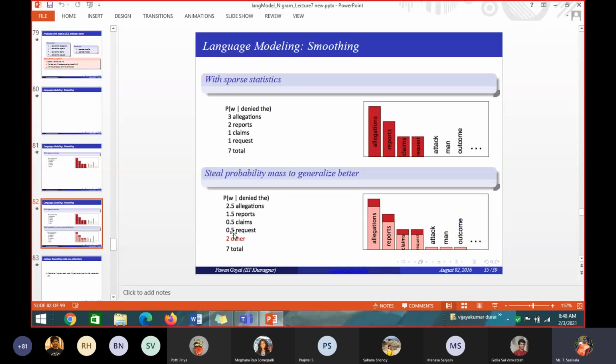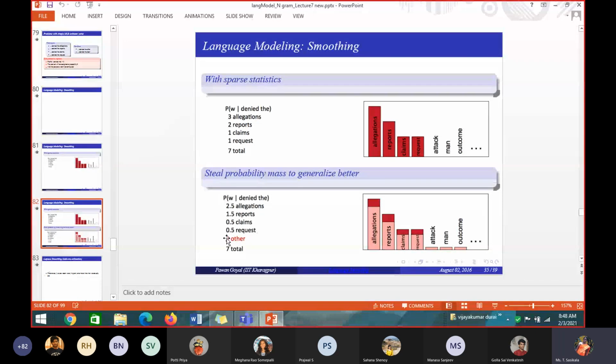Okay, so how much have they stolen here? If you see in this example, randomly they have taken 0.5 from each of these words and given it to the other words. So totally I have 2. I have reduced to 2, and I have 2 as another for this probability. So I have taken the probability mass of 0.5 each from 4 words, which gives 2/7, which will be distributed among the 3 words: attack, man and outcome.